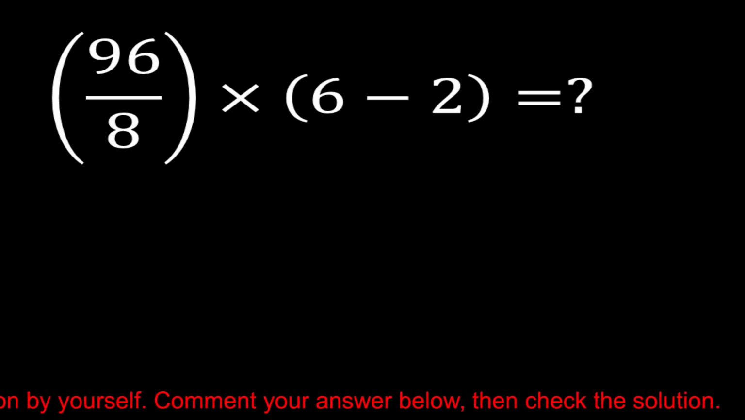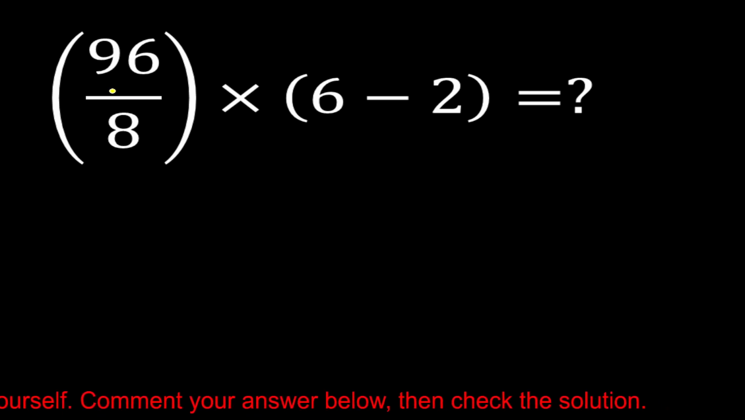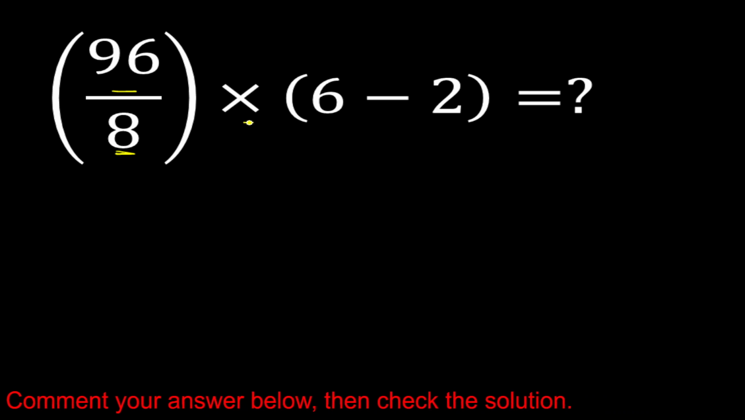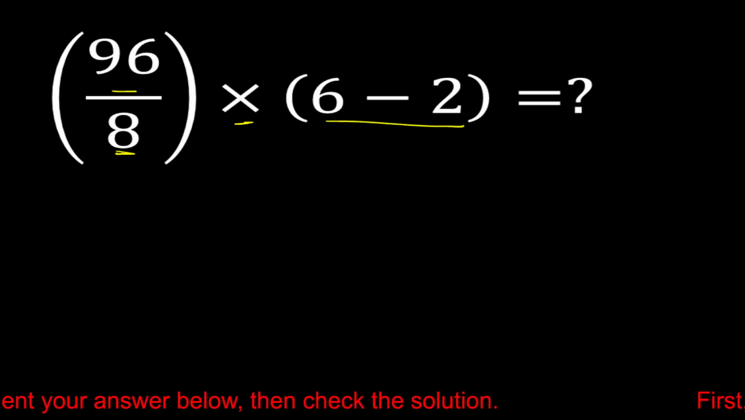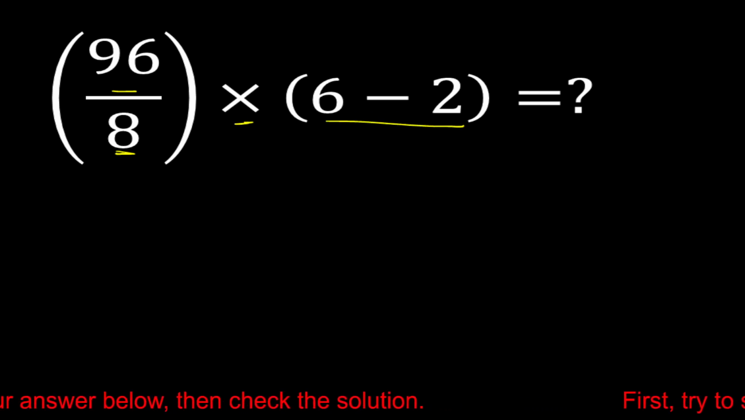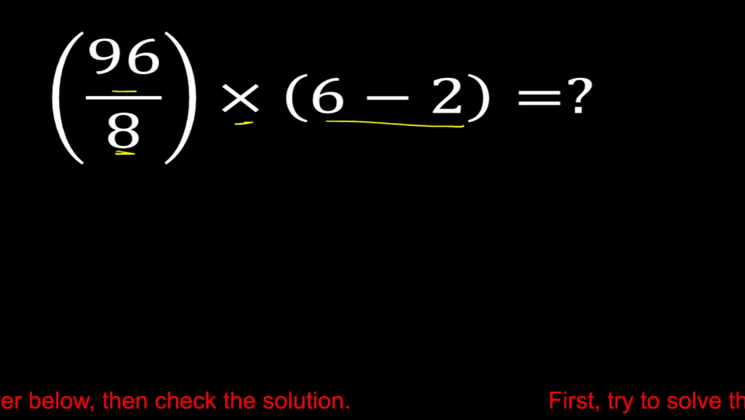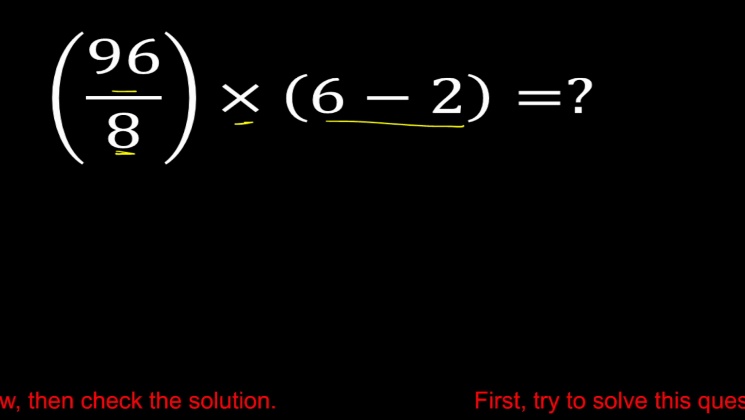So here we have a question: 96 ÷ 8 × (6 - 2). Now let's solve this problem correctly by using the PEMDAS rule.